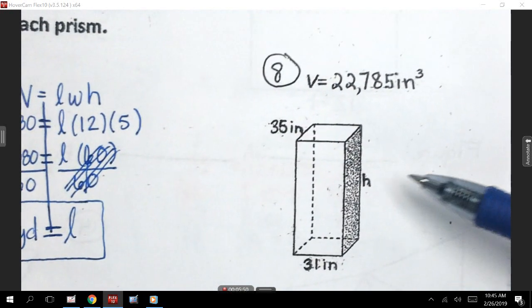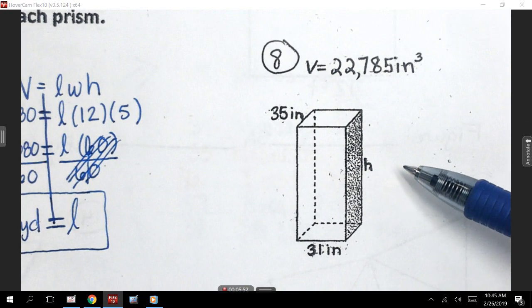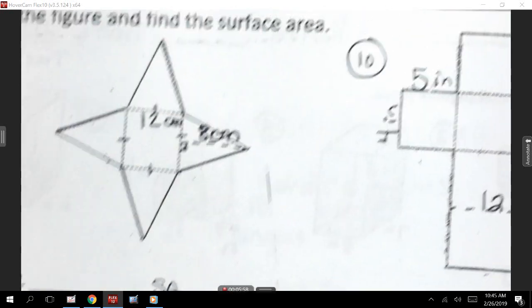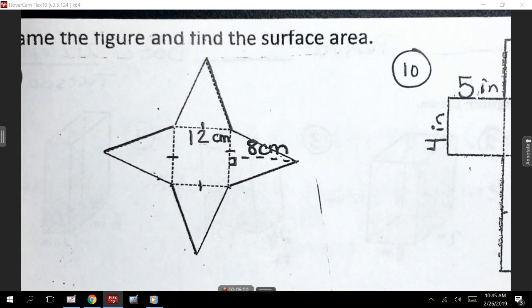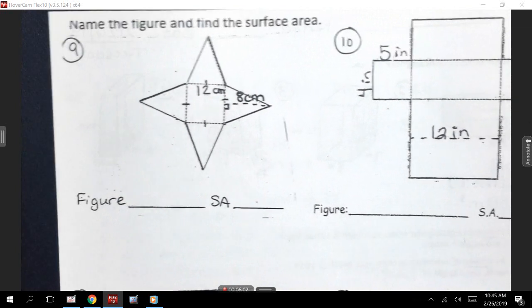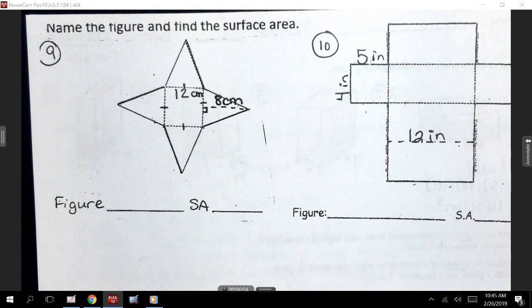The only difference is instead of looking for L, what are you looking for? H. Okay, so let's flip it over. All right. So now we've got to name it and we've got to find the surface area. So I think I'm going to do the first 2 with you, and then that'll leave you 4. Okay, but we're going to do the first 2 together.